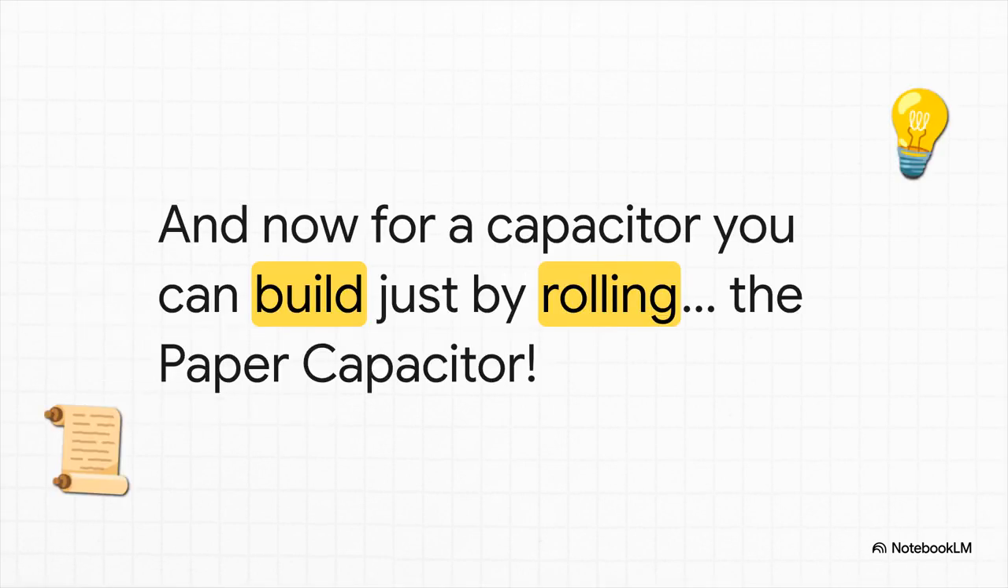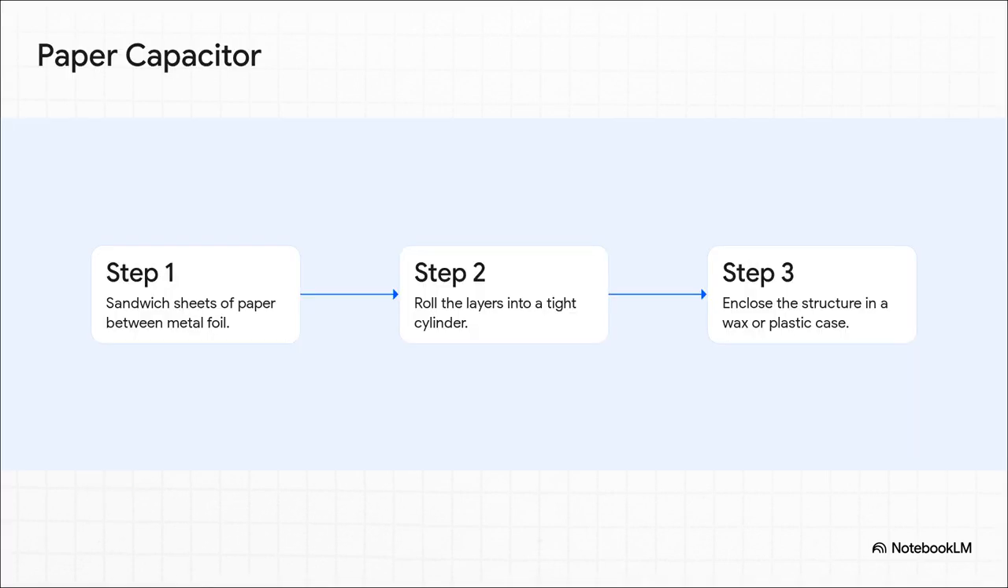All right, now for a capacitor that's a bit of a classic, but its design is just so clever and simple. I'm talking about the paper capacitor, and you can probably already guess how it's made. Yep, it's pretty much what it sounds like. You take some sheets of paper, that's your dielectric, put them between some metal foil, and then you just roll the whole thing up, nice and tight into a cylinder. That's it. That simple little roll is your capacitor. Of course, it's then sealed up in wax or plastic to keep it safe.